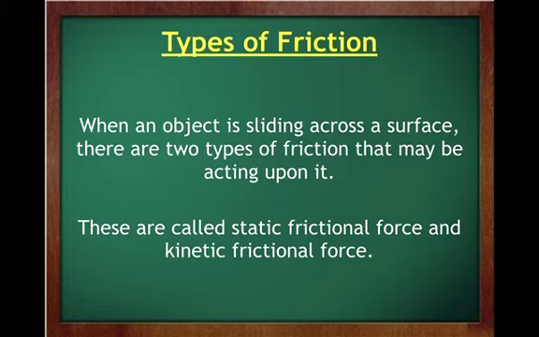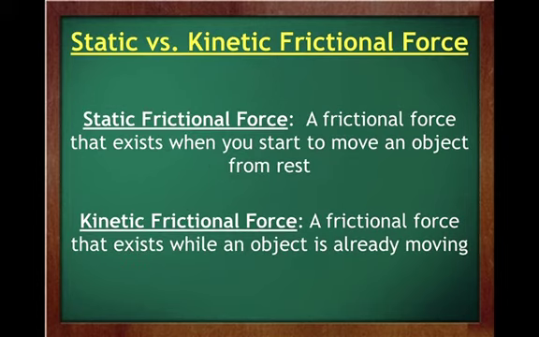All right, so when we're talking about an object sliding across a surface, there are two types of friction that might be acting on it. You've got what's called static frictional force and kinetic frictional force. There's a difference between them. Static frictional force is that frictional force that exists when you start to move an object from rest. You noticed in that simulation that we started applying a force, but it took a while before we were able to apply enough force that it started to move. That would have been the frictional force that we needed to overcome in order to get the object starting to move.